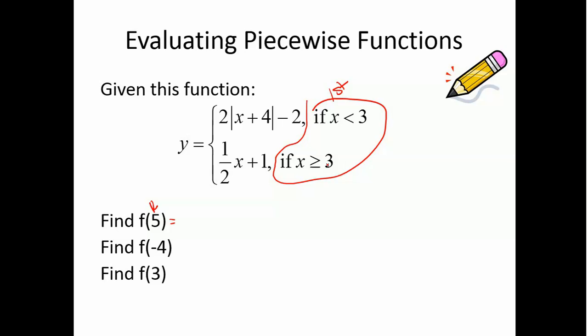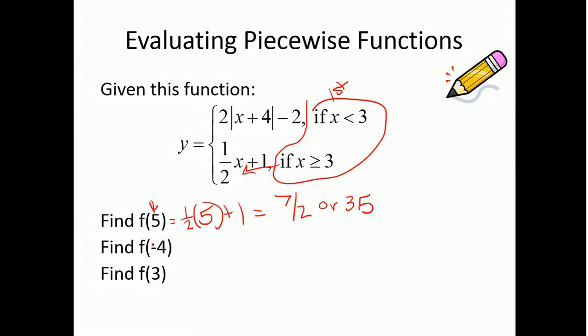Once you figure out which if statement it lands in, then you get to plug into the equation to the left of that. So 1/2 times 5 plus 1. So I'll get 2.5 plus 1, which is 3.5.